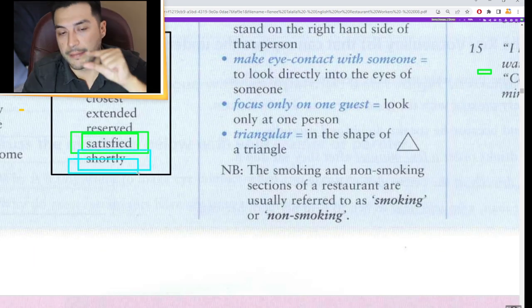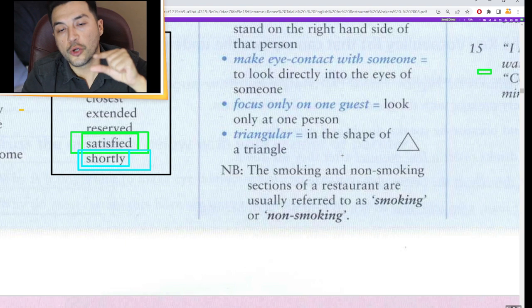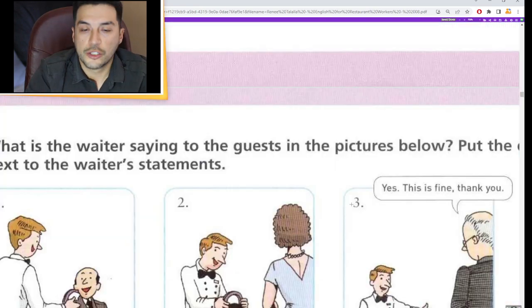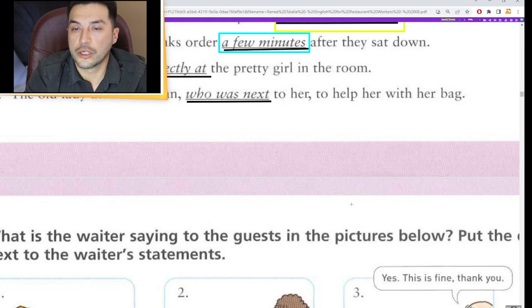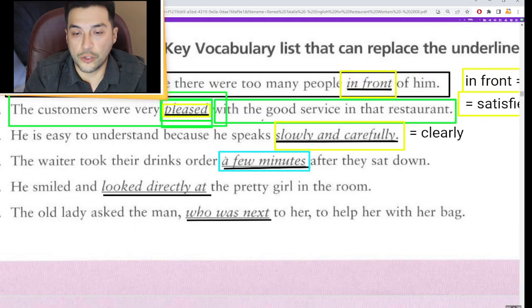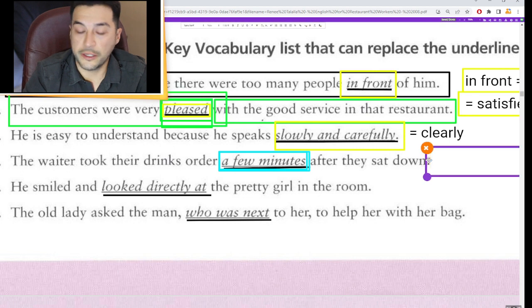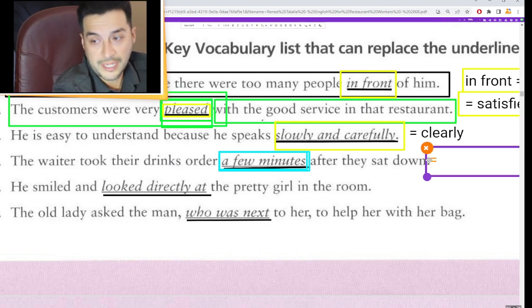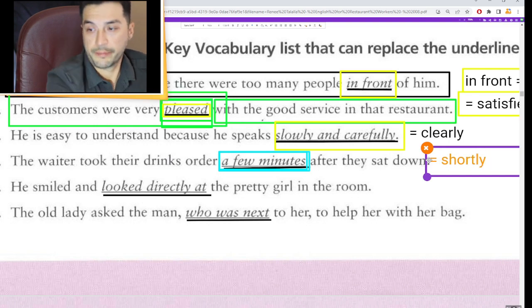Shortly, a few minutes. Shortly. The waiter took their drinks order shortly after they sat down. So, like a dictionary in your notebook, you can take notes. A few minutes equals shortly.